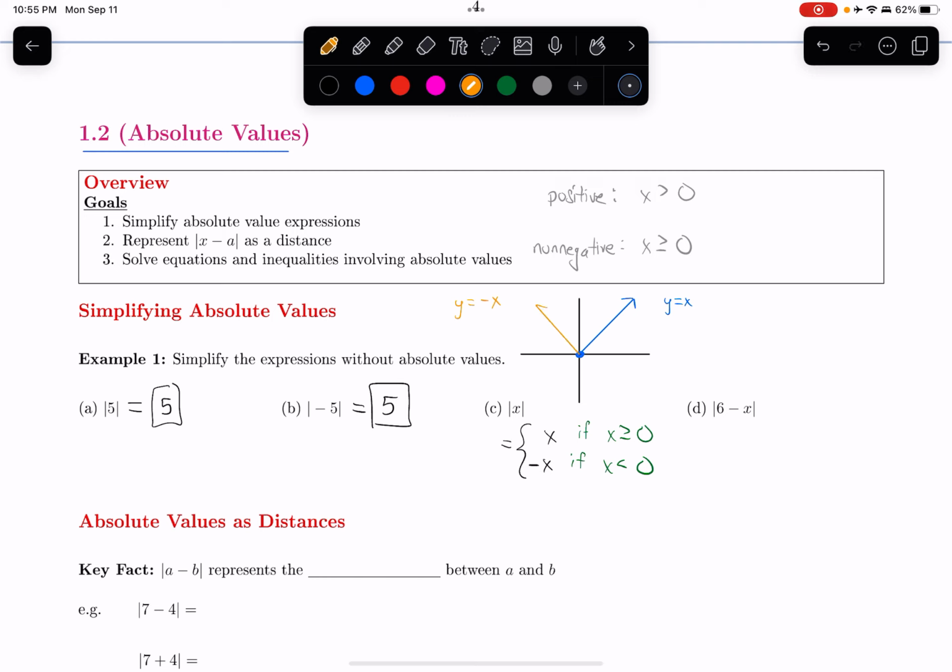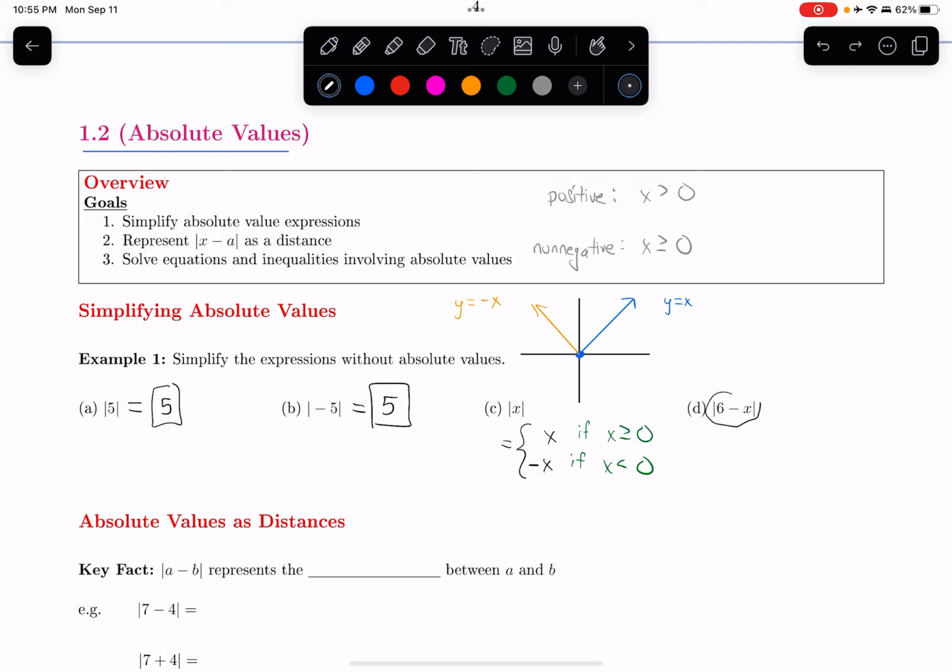Okay, so when I draw those two pieces, it makes this V shape, and that's what you might remember. Wait, doesn't the graph of y equals absolute value of x look like that V shape? So in fact, the piecewise function graph matches what we know the graph of the absolute value of x to look like. So that's good. Okay, so let's do one more of these for practice.